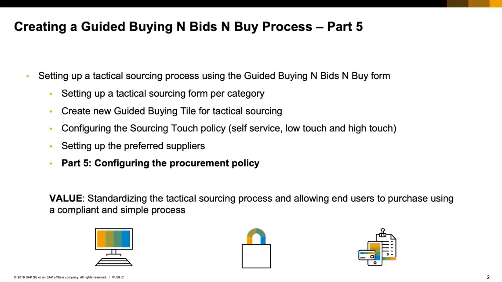In the first 4 parts we discussed how to set up a new tactical sourcing form for your different categories. We then created a new guided buying tile and linked it back to that sourcing form. We then configured the sourcing touch policies and set up your preferred supplier lists. In part 5, we'll discuss how to configure your procurement policy based on your categories and commodities.